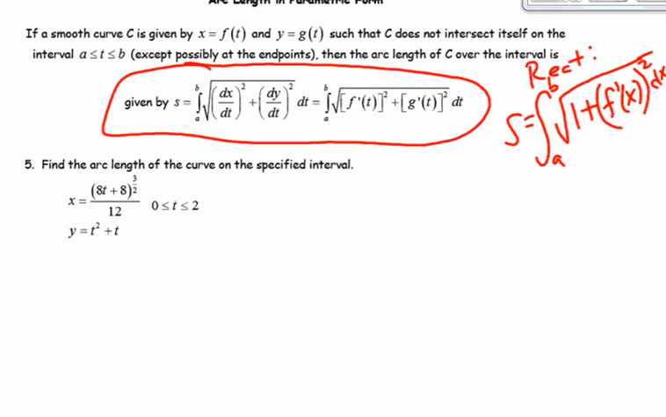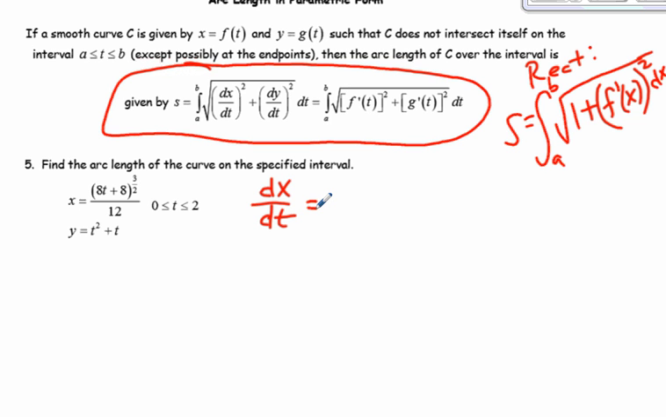So for number 5, we're going to find the arc length of the curve on the interval. So first of all, I have x and y. I need to find dx/dt and dy/dt. Not dy/dx. I don't need to bring it together for arc length, but I do need to find them separately. So I'm going to go ahead and find dx/dt and dy/dt.